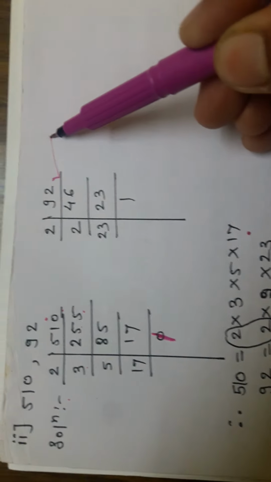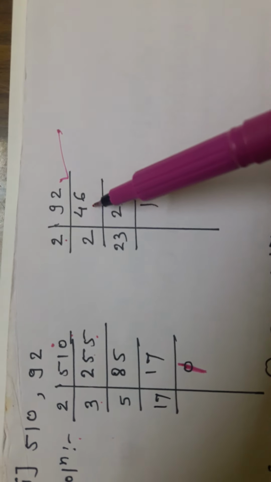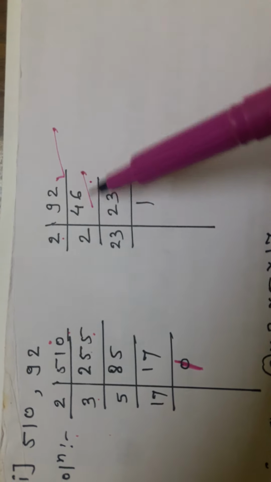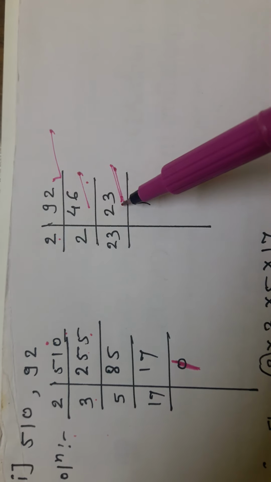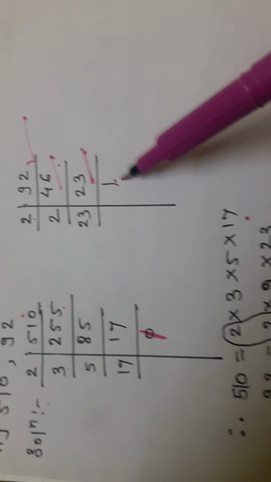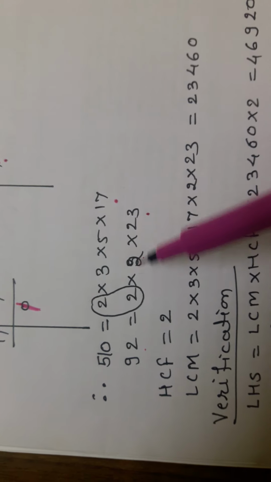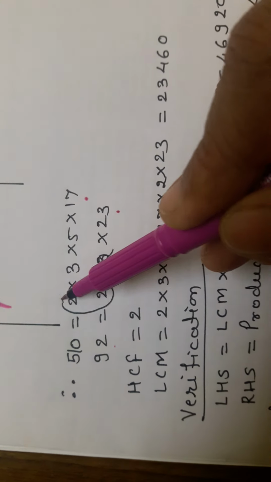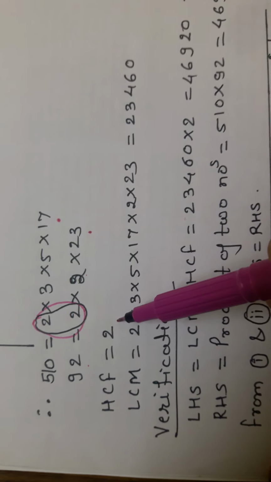Next number, 92, an even number, that's why it is divisible by 2. We will get 46. Again it is an even number, it is divisible by 2. 23, everyone knows 23 is a prime number, that's why 23 ones are 23. So the factors of 92 are 2 into 2 into 23. We have to find the HCF, which is the common factor. 2 is common, that's why the HCF is 2 only.